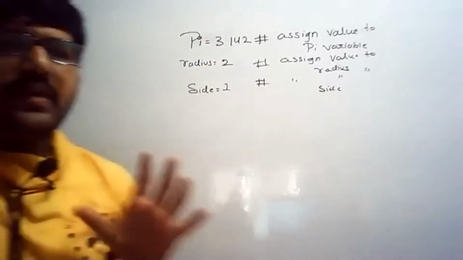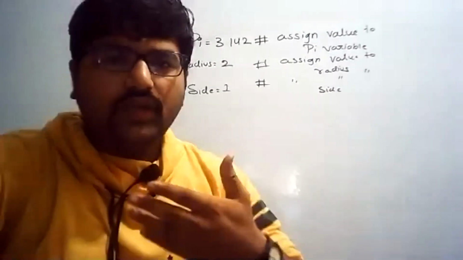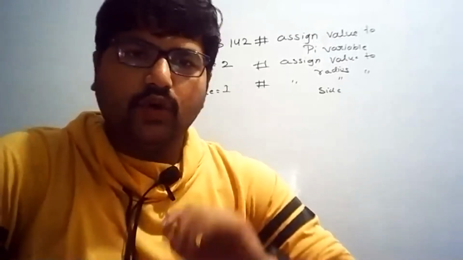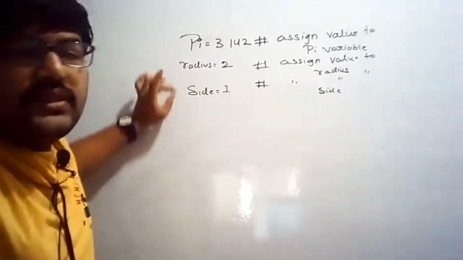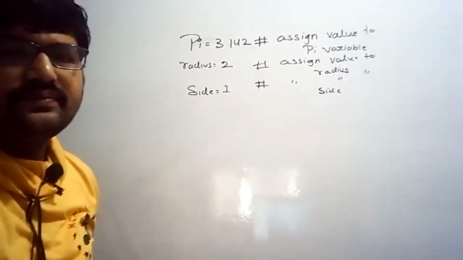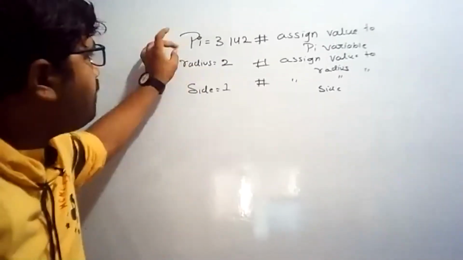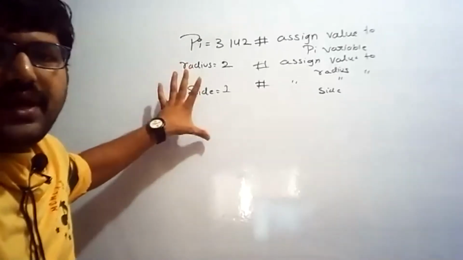Okay, I got the base things here. What I needed for the calculation as the base, that I got. So pi is there, radius is there, side is there. Pi, radius, side, these are the base variables.